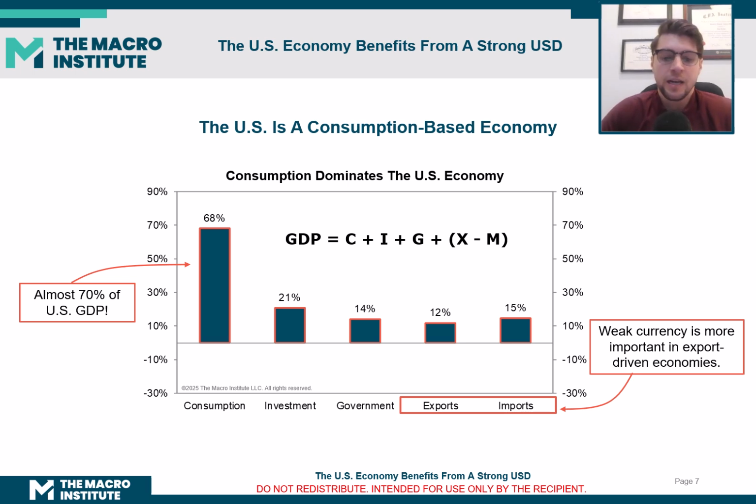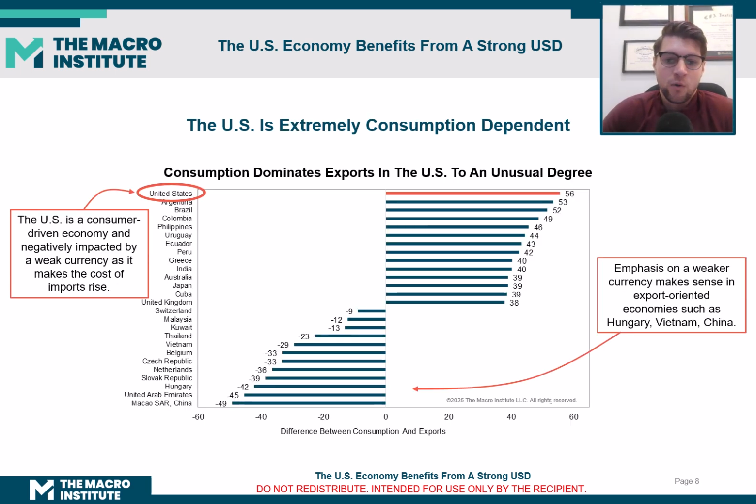So here we see the basic and standard GDP formula. GDP equals consumption plus investment plus government spending plus exports minus imports. But just how dependent is the US on its consumer? Well, this slide should bring that home for you. We actually have the largest gap between consumption and exports. So we are really, really consumer dependent.